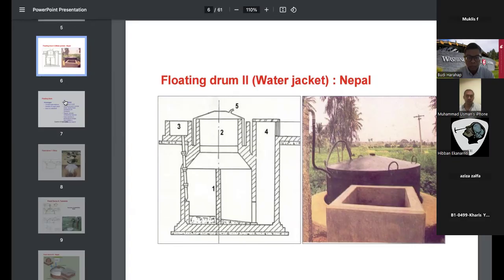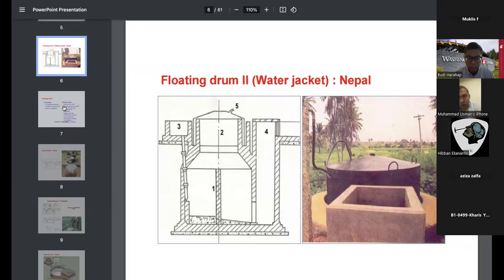The first one is the digestion tank or digester, which is the central part. The third part is called the feeding tank. Number 4 is called the outlet tank, and number 5 is the gas pipeline.